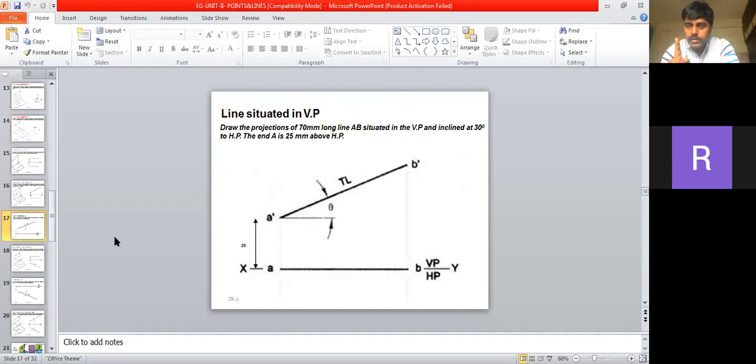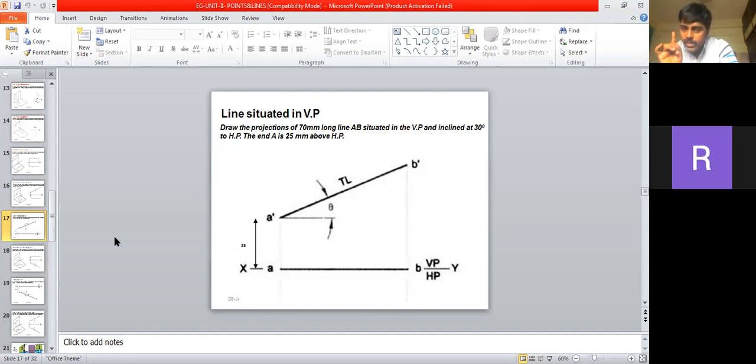Earlier I said 40 mm in front of VP, so I drew 40 mm below the XY line. Suppose they say it is on the VP itself and no in front distance is given. What it is indicating is that on the XY line itself, I am going to mark the points. Please remember this point. If it is on the VP and the in front distance is not given, read this problem.